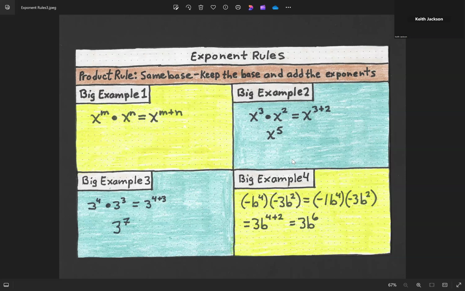Okay, you have been given quite a bit of information, and I wouldn't blame you if you need to pause right now and give everything a once-over, or replay this video as many times as you need to gain a deeper understanding of the product rule as it relates to exponent rules.